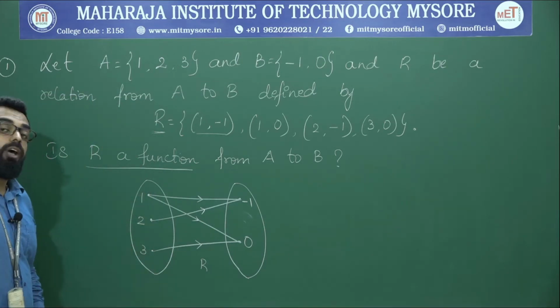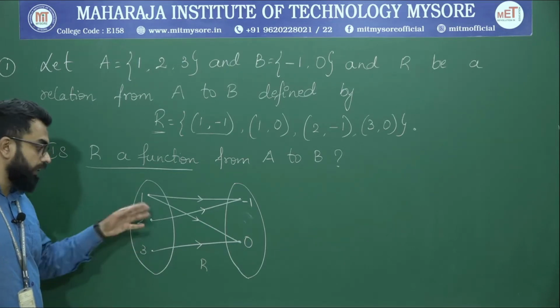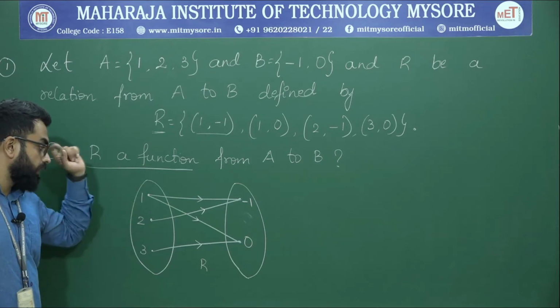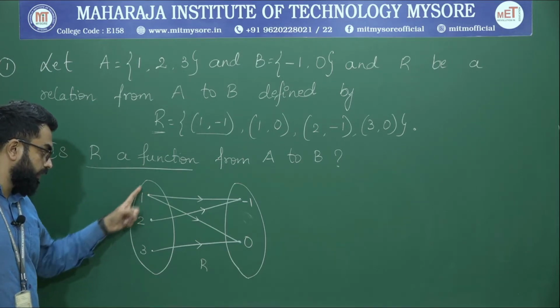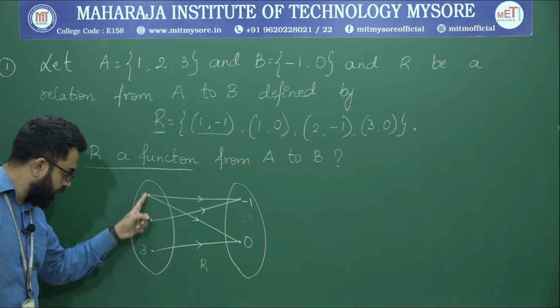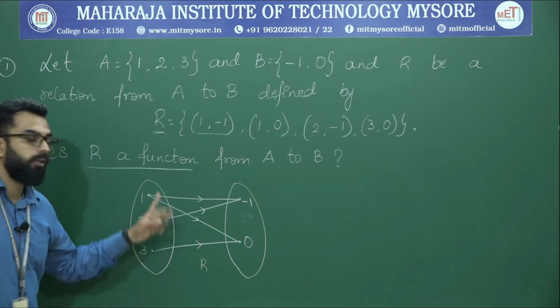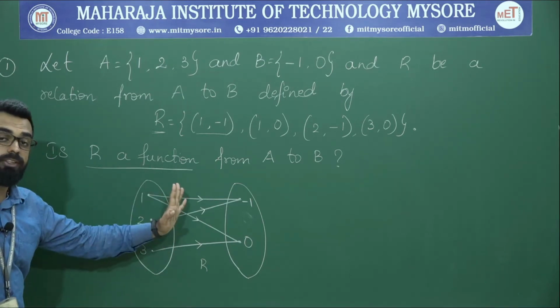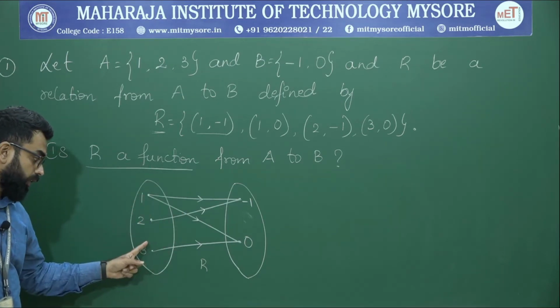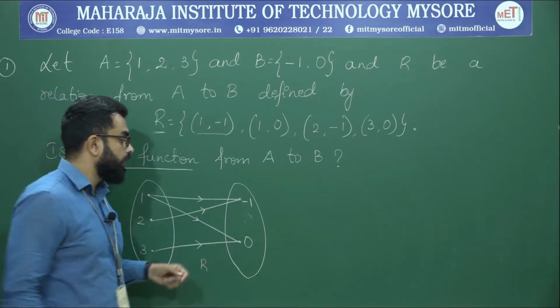Now recall the definition of the function. Will the definition of the function justify this here? What does the definition say? All the elements of A should have a mapping. Do all the elements of A have a mapping? Yes, 1 has a mapping, 2 has a mapping, 3 also has a mapping. The other half of the definition says that all the elements of A should have a unique mapping, or a unique element in set B.